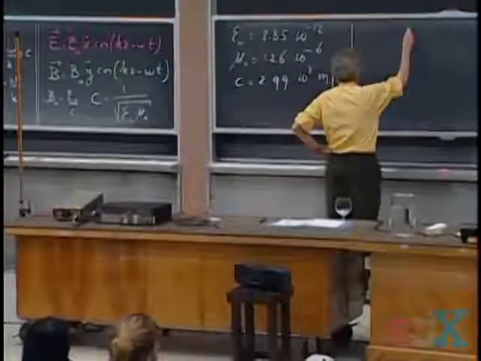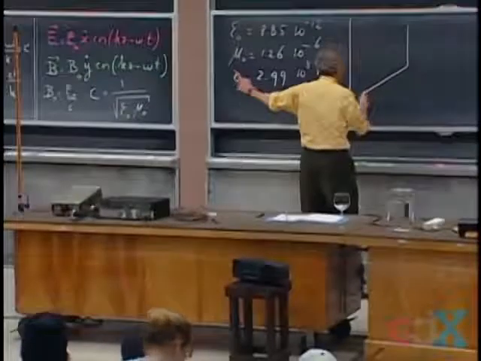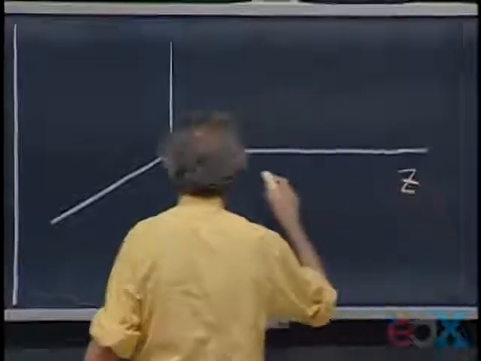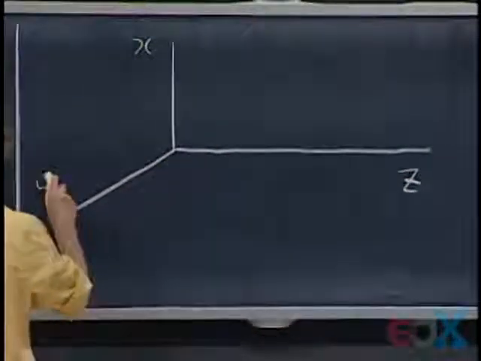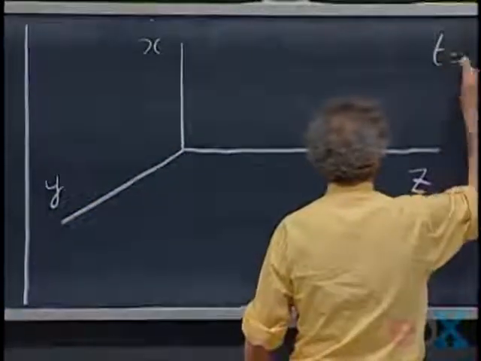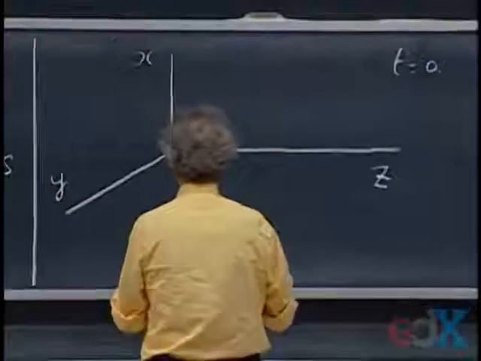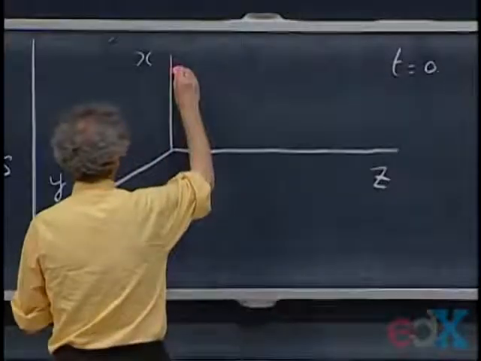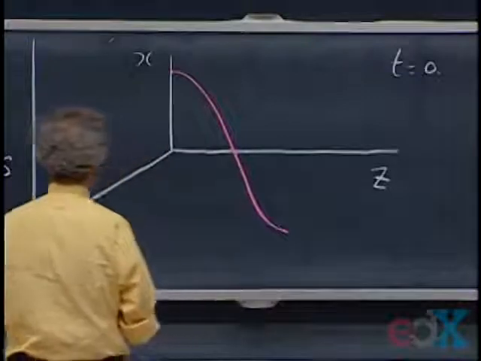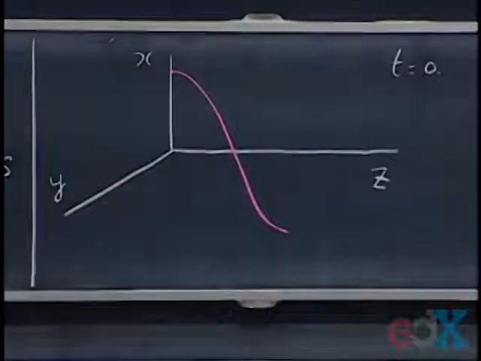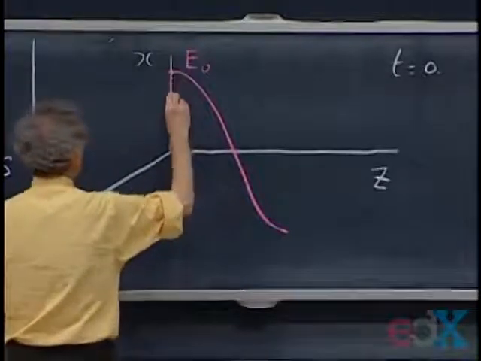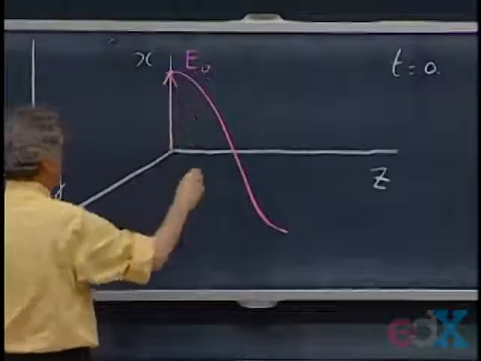I'm going to make a new drawing, which is not too different from what you have there. So this is Z, this is X, and this is Y. And at t equals 0, I'm going to draw here the electric field, like so. So this is E0, the electric field is this strength.